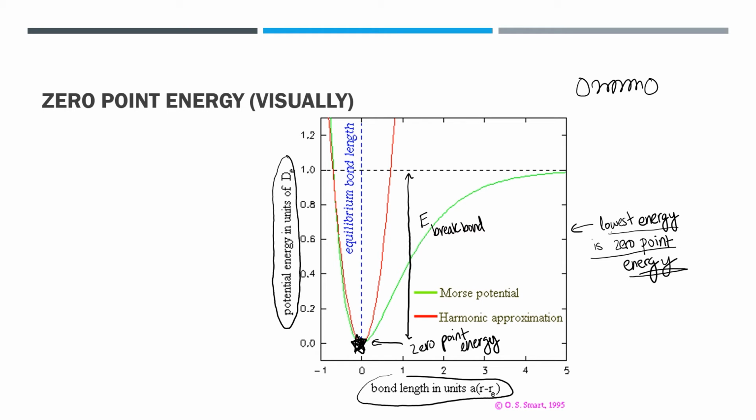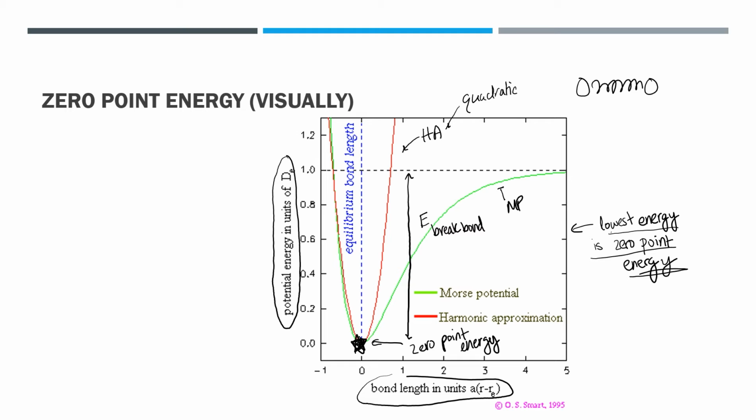And now I want to look at the two different curves that we see. We see a harmonic approximation, which is the red curve, and you notice that this looks like a quadratic function, like a parabola. And we also see this Morse potential. So there are two different curves modeling the potential of a bond. So which one is more accurate?